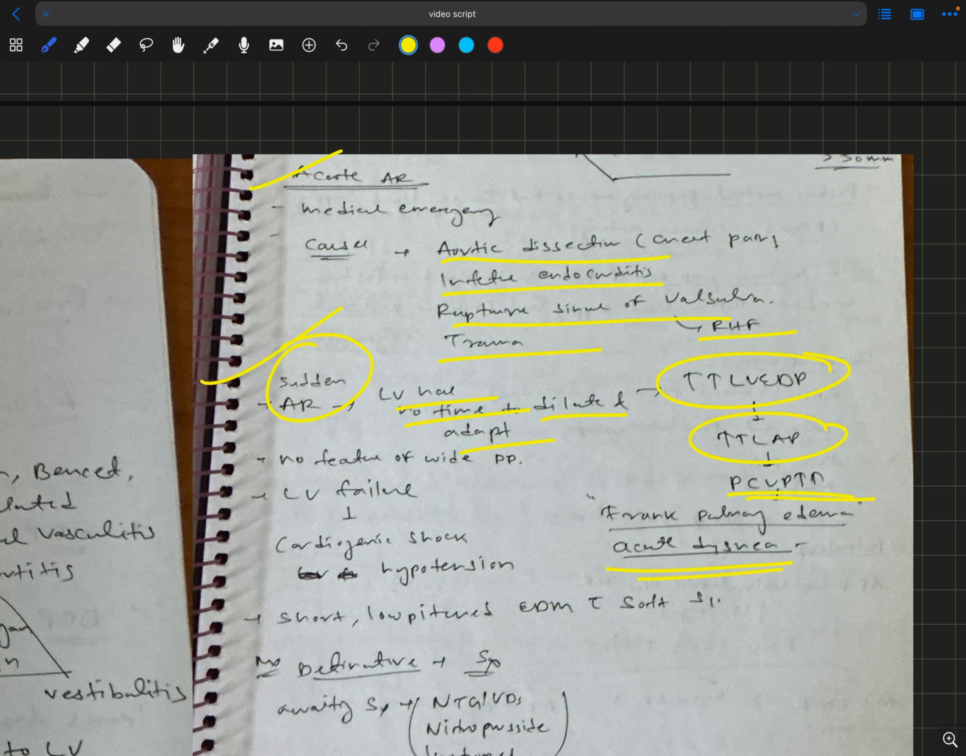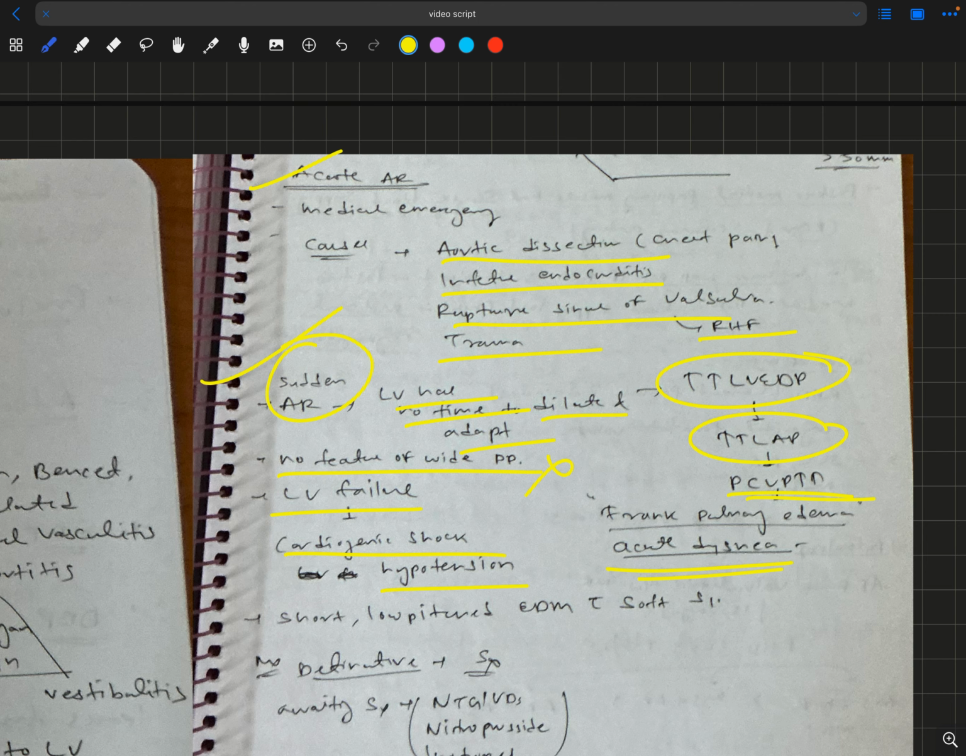What are the other signs we see in acute AR? No other signs of chronic AR will be seen in acute AR. So there is no feature of wide pulse pressure. There are some signs which are due to wide pulse pressure. They are seen particularly in chronic AR and will be absent in acute AR.